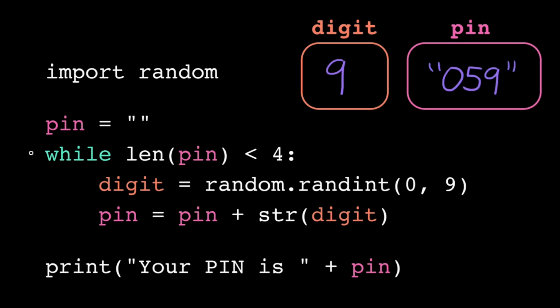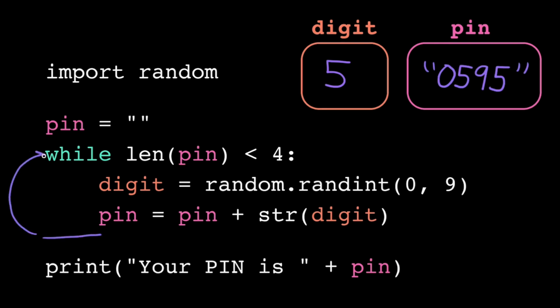Back to the top of the loop, the length of pin is now 3. 3 is less than 4, so the loop condition is still true, and we start the fourth iteration. Randint generates a 5 this time, so we store that in digit, and then we go on to the next line. Pin is now "059". We concatenate on the string "5", and we store that back in pin. Once again, we find ourselves at the bottom of the loop, so we jump back to the top.